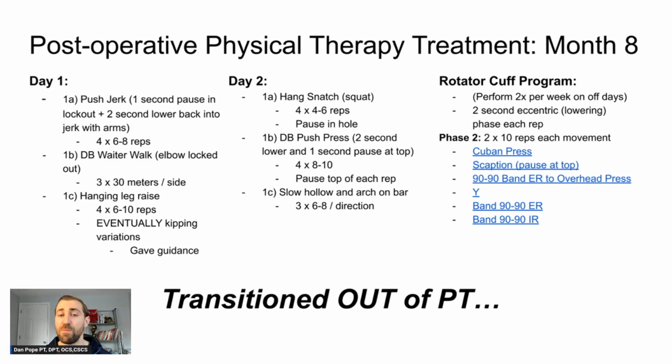Second exercise, a dumbbell push press. So we're making our dumbbell press a bit more dynamic. I like controlling that eccentric portion just because I think that's one of the hardest parts about push jerks. So we're developing control there. And lastly, we have a slow hollow arch on the bar. This is our transition back to dynamic kipping work, right? Again, we didn't want to rush this because Brian just didn't have that goal. He wanted to take his time, right? And our rotator cuff program was largely the same.